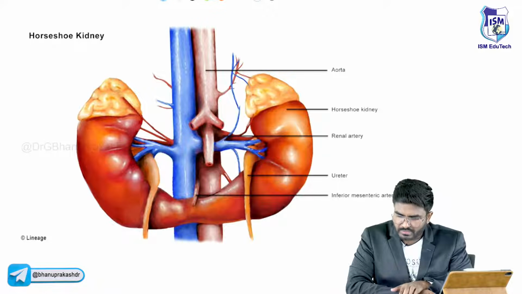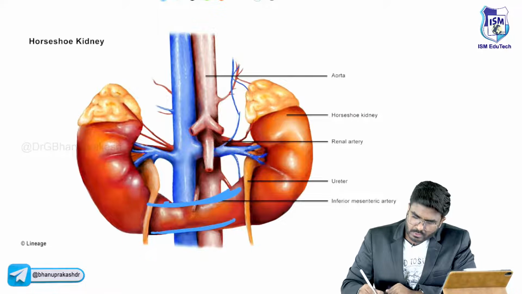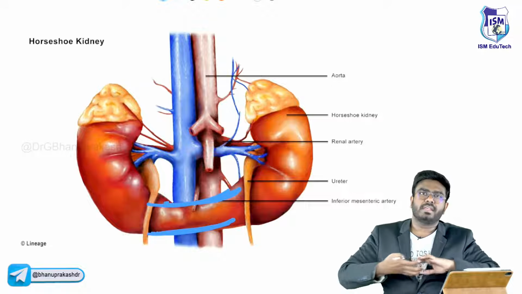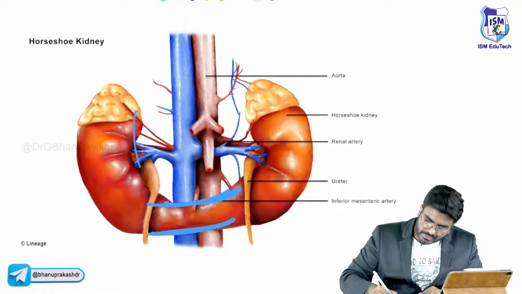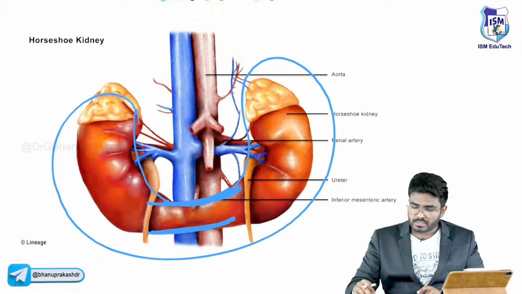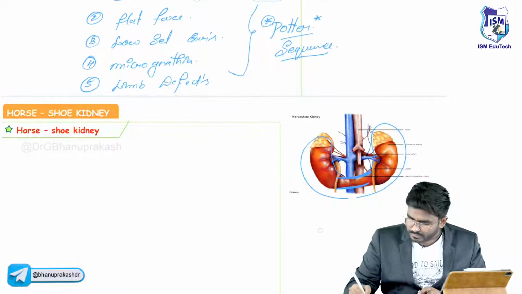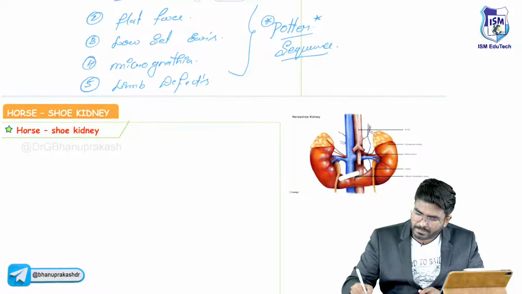Here you can very clearly see that the kidneys are attached. They don't want to separate, so they are inseparable kidneys. The kidneys are attached at their lower pole, so the kidneys are looking like a horseshoe. You know that horseshoe, right? So these are the horseshoe kidneys. For your exams, what should you know regarding the horseshoe kidney?